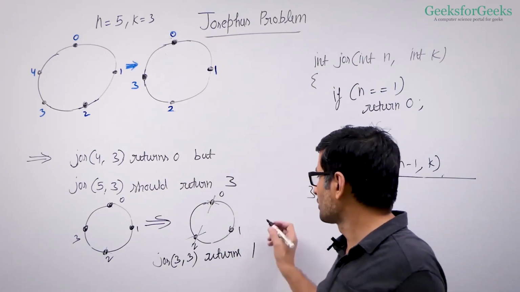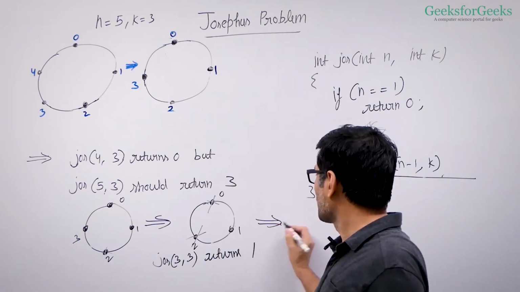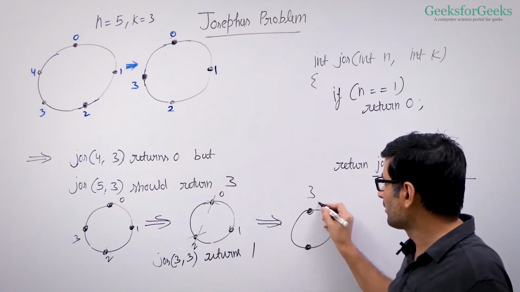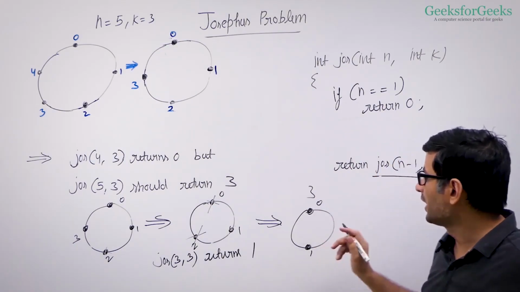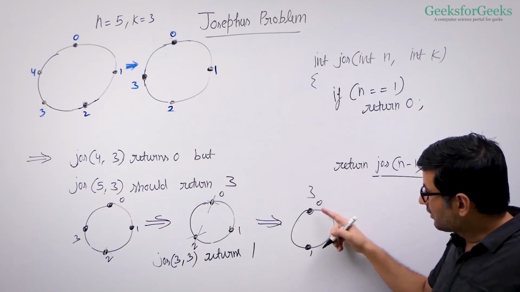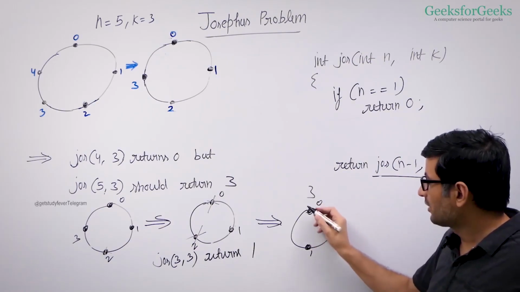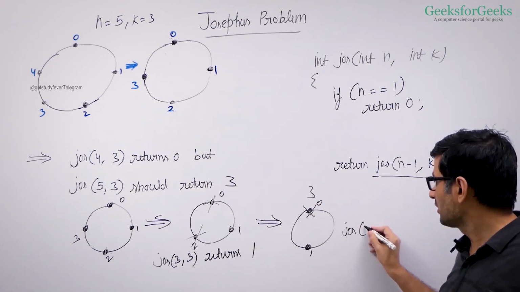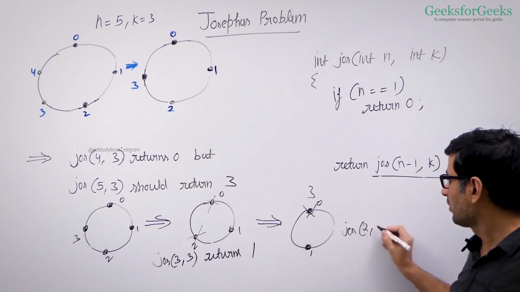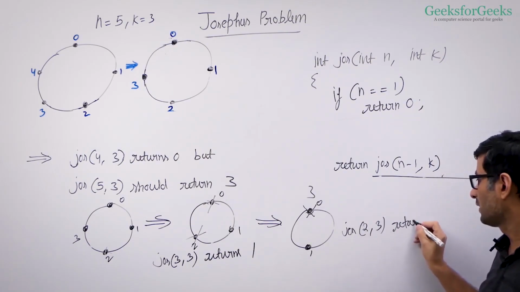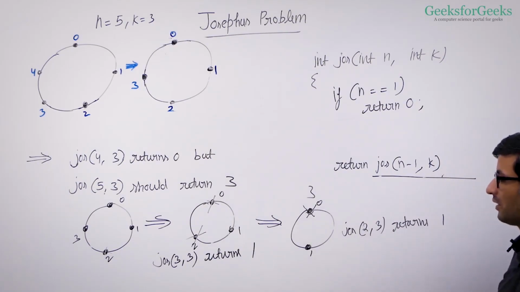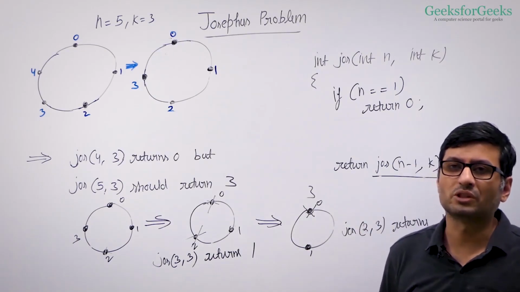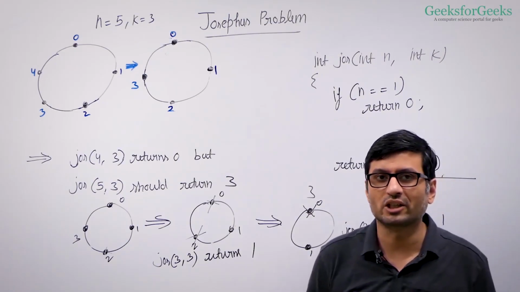Now if you solve for Josephus 2, 3, what is going to happen? It's going to be an independent problem with numbers 0 and 1. And who is going to be killed? First, second, third. This person is going to be killed. So Josephus 2, 3 returns 1. Right? So here we are actually getting matching values. But can you do more examples of this form, like 7, 3, and try to guess the relationship?